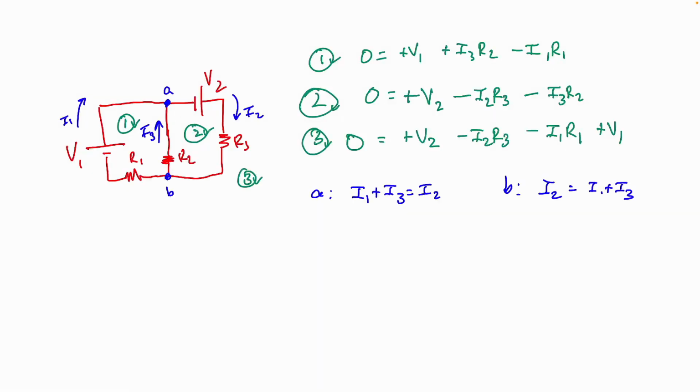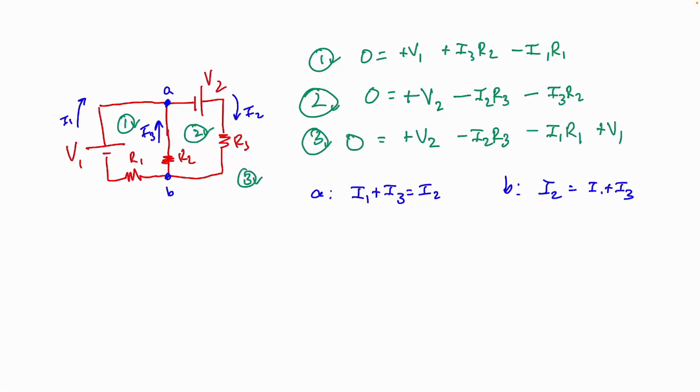Where do we know where to start comparing? Where do we know to start the current? The current can only exist in a branch of the circuit. And there are 3 branches because my junctions have 3 wires coming out of them.